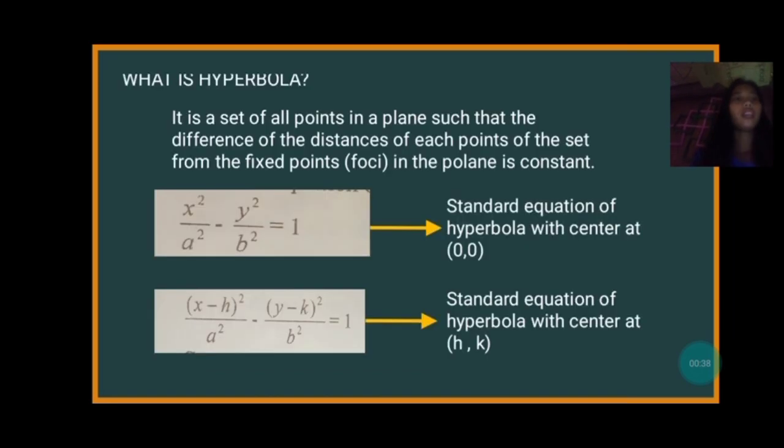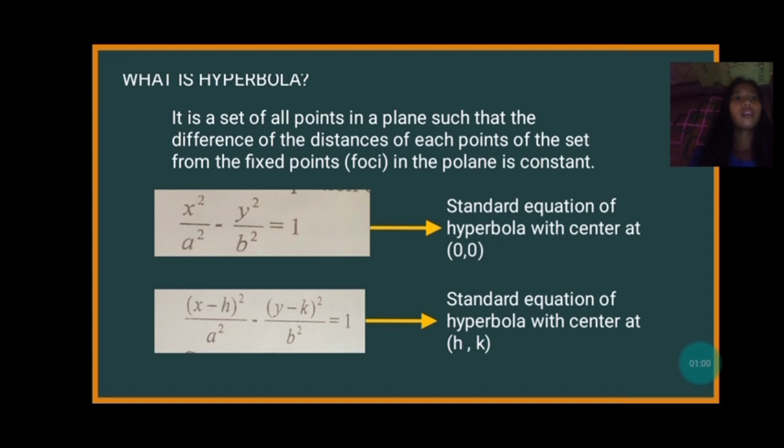Now we first discuss the hyperbola. What is a hyperbola, by the way? A hyperbola is a set of all points in a plane such that the difference of the distances of each point of the set from the fixed points, or foci, in the plane is constant.